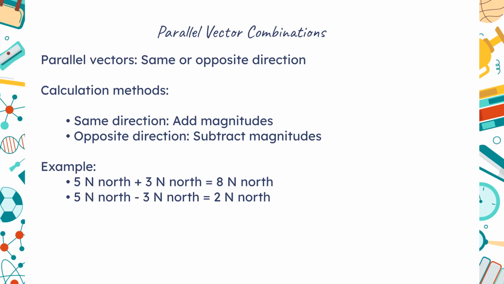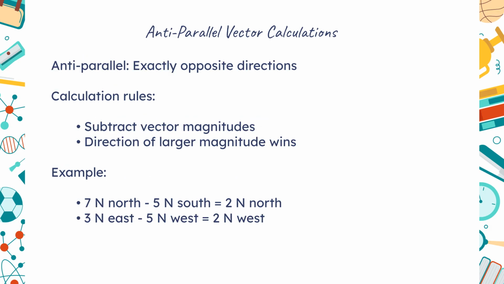For example, 5N north plus 3N north equals 8N north. Antiparallel vectors are in exactly opposite directions. To calculate their resultant, subtract the vector magnitudes, and the direction of the resultant is the direction of the larger magnitude. For instance, 7N north minus 5N south results in 2N north.